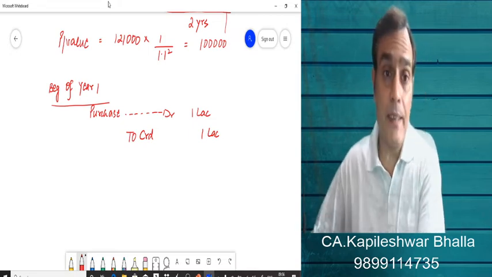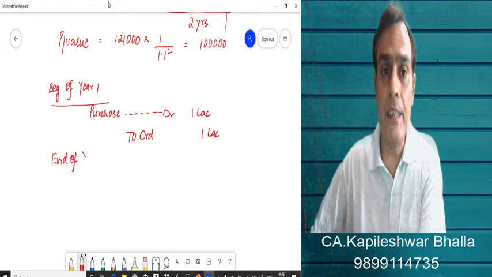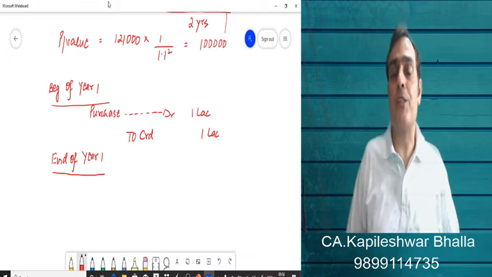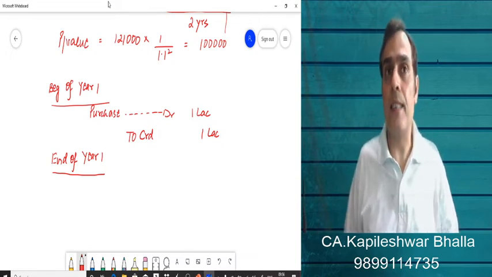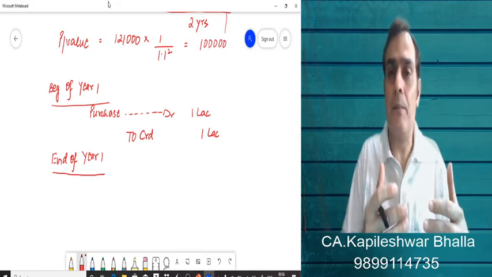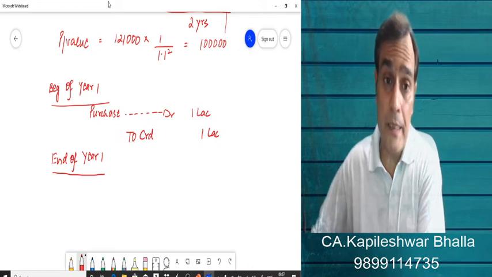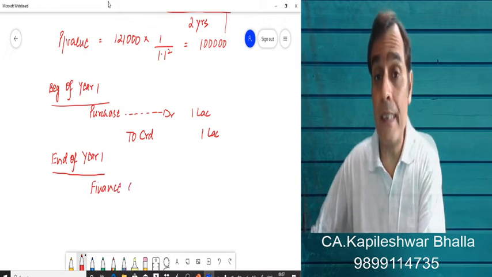Now, what we're going to do at the end of year one, this is the entry at the beginning of year one. Now, let's see what we're going to do at the end of year number one. At the end of year number one, you need to consider this 1 lakh rupees as a loan, like an outstanding loan, and you calculate a 10% interest on the same. Now, when you calculate a 10% interest, the entry would become finance charge account debit. You can call it an interest.